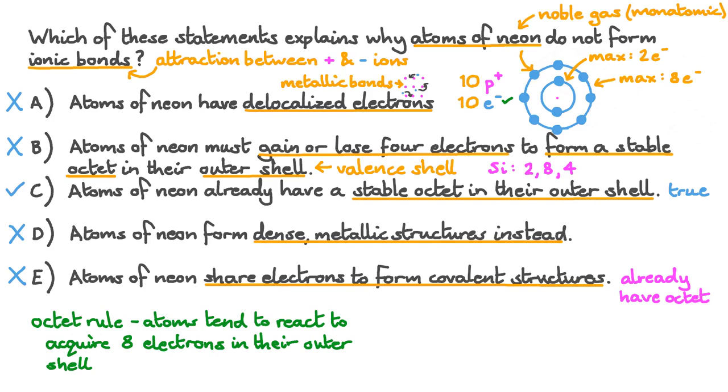So the statement that explains why atoms of neon do not form ionic bonds is that atoms of neon already have a stable octet in their outer shell.